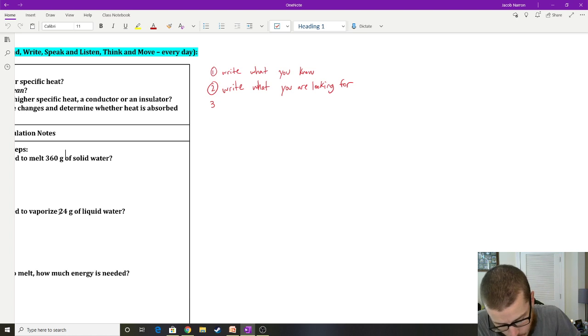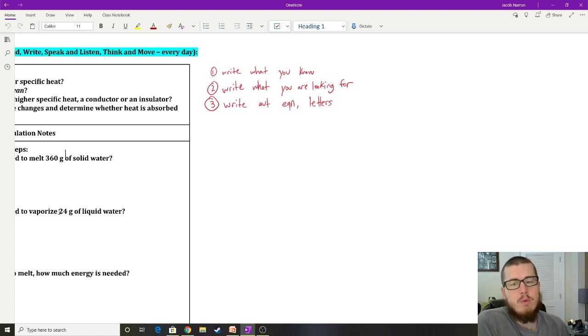Step number 3, write out the equation. And this is really important. Write out the equation with letters only. Okay, write out the equation with letters only. And the reason we do that is we're trying to see, okay, I've got here, this is just an easy one. S equals D over T. Speed equals distance over time. That's a physics equation, but I was a physics teacher before I taught chemistry. So we have S equals D over T. So we're writing just letters first.